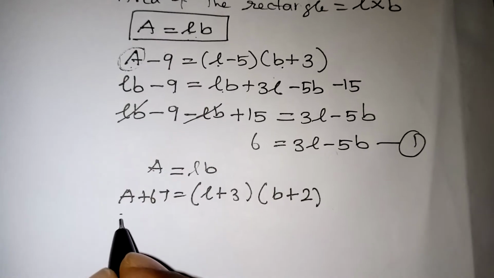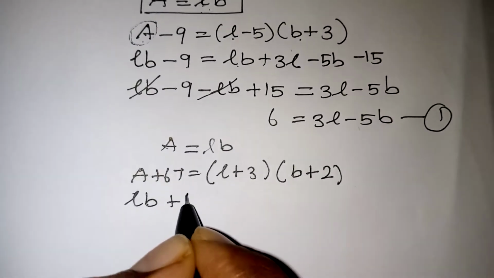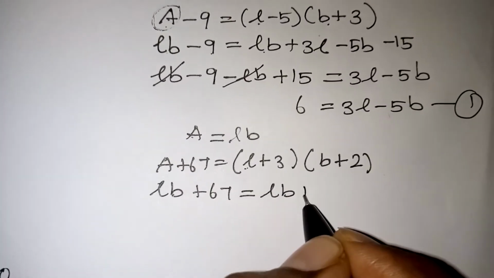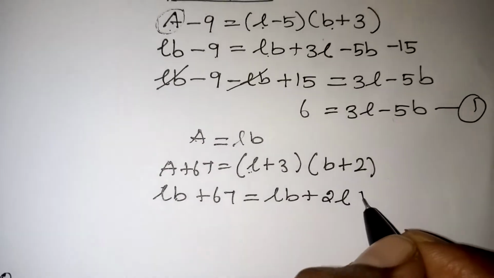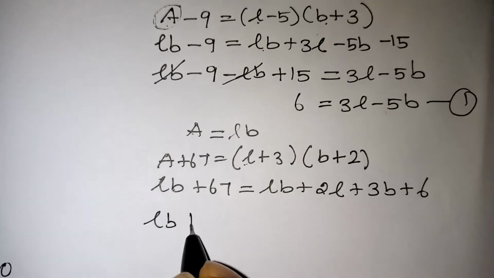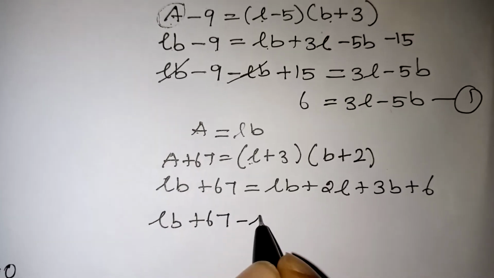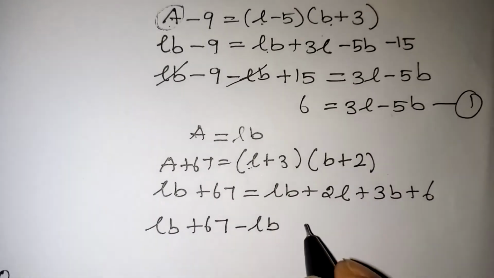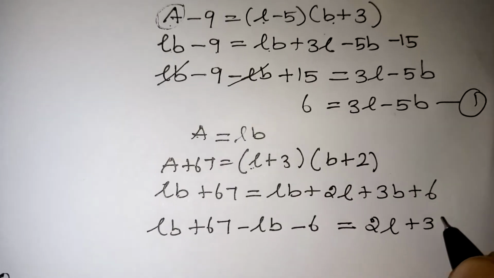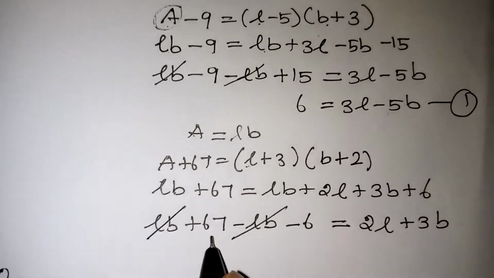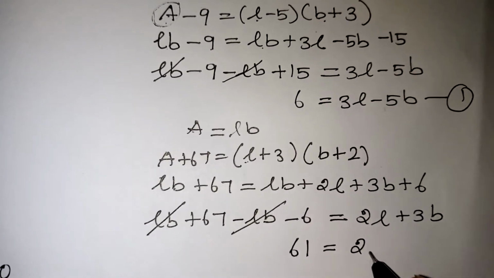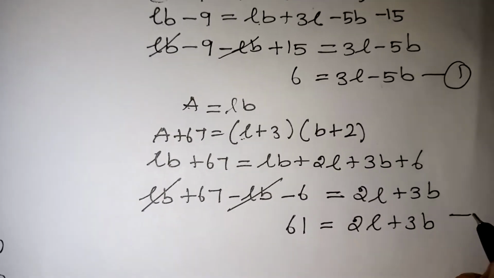Now in the place of A, again we can write LB plus 67. Here we have to multiply again. L into B will be LB, L into 2 is 2L, 3 into B will be 3B, and 3 2s are 6. So here LB plus 67 we have. This plus LB you take to the other side, it will become minus LB. This plus 6 also you bring to that side, it is minus 6, which is equal to the remaining terms 2L plus 3B. So LB will get cancelled. 67 minus 6 will give you 61, which is equal to 2L plus 3B. This is our second equation.